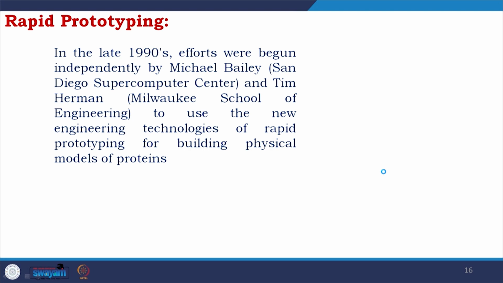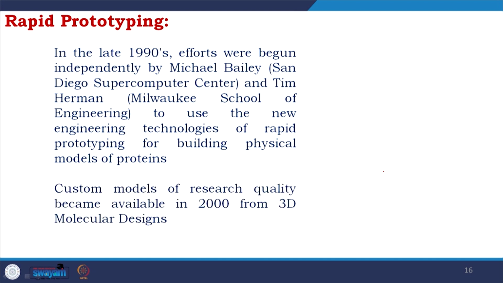Rapid prototyping. In the late 1990s, efforts were begun independently by Michael Bailey, San Diego Supercomputer Center, and Tim Harman, Milwaukee School of Engineering, to use the new engineering technologies for rapid prototyping for building physical models of the proteins. Custom models of research quality became available in 2000 from 3D molecular designs.